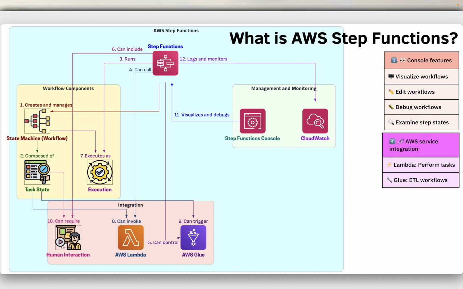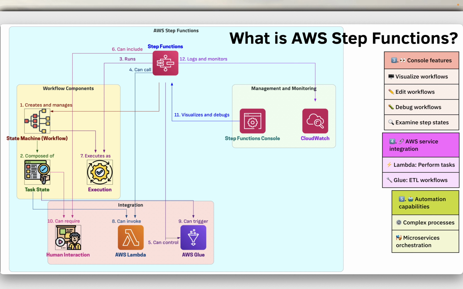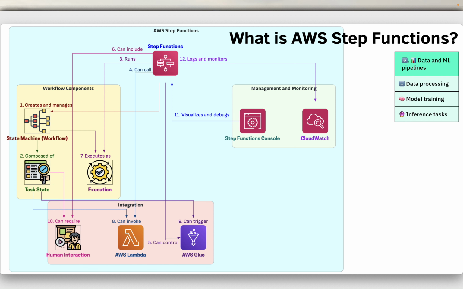Step Functions can seamlessly integrate with other AWS services. For example, you can have Step Functions call AWS Lambda to perform specific tasks or control AWS Glue to create extract, transform, and load (ETL) workflows. With Step Functions, you can automate complex processes and orchestrate microservices efficiently.